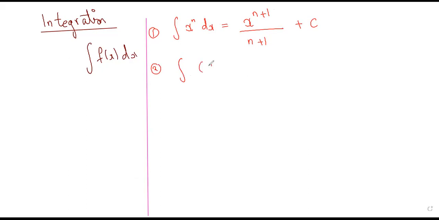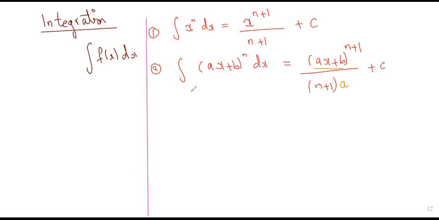Let's say now you have a bracket, ax plus b, to the power n with respect to x. For this, ax plus b would come as it is. The power would become n plus 1, divided by n plus 1, and basically divided by the derivative of this function. The derivative is a, so we are just going to divide it by a, plus c.